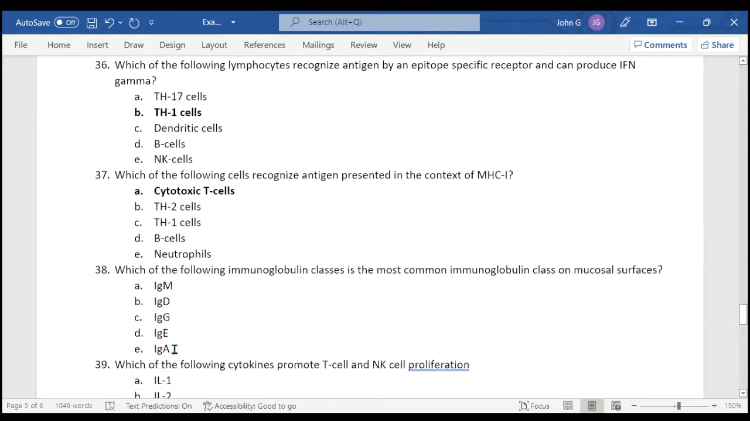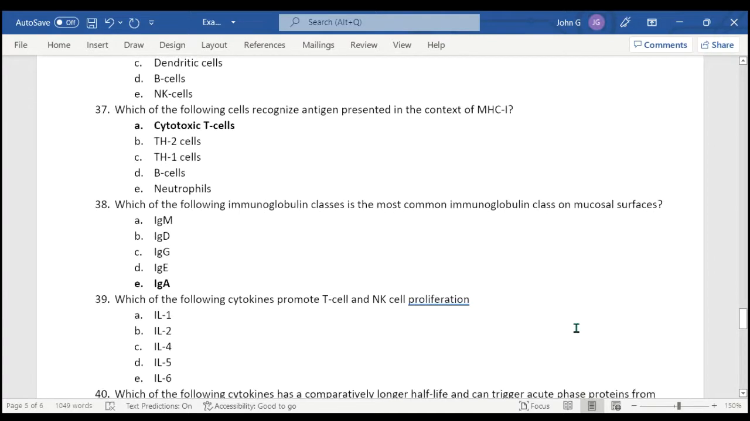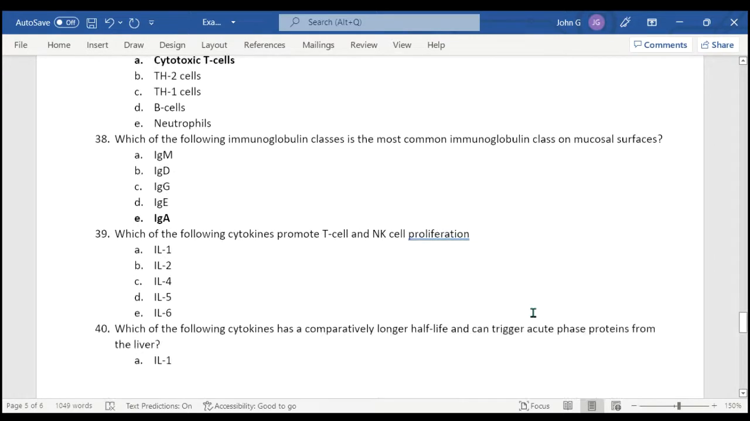Okay. Which of the following immunoglobulin classes is the most common immunoglobulin class on mucosal surfaces? That's going to be IgA. Okay. IgA for that one. IgA is the most concentrated on the mucosa.